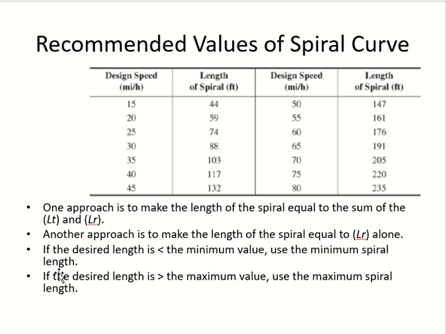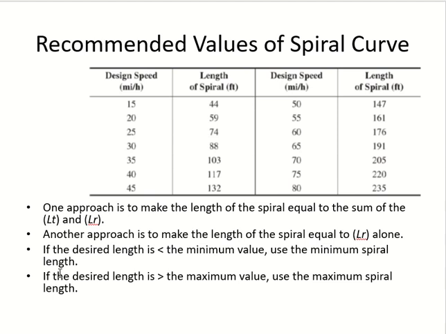So we have one recommendation: pick the value from the table, an exact value. The second recommendation is, we said on the spiral curve we can do the transition of the superelevation, right? So the length required for superelevation, make it the length of the spiral curve. We have an equation for LT, we have an equation for LR. Calculate them, add both of them. This becomes your length of the spiral curve. The third recommendation is just make the length equal to LR only.